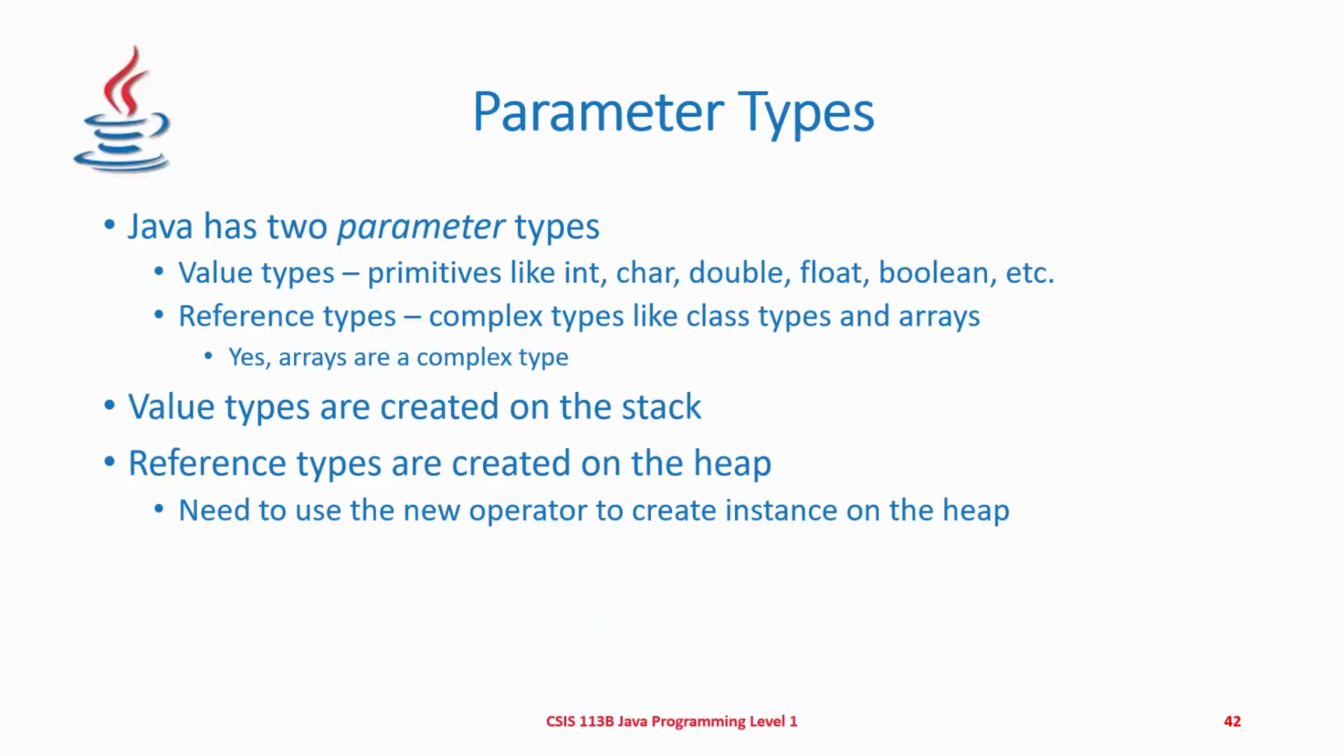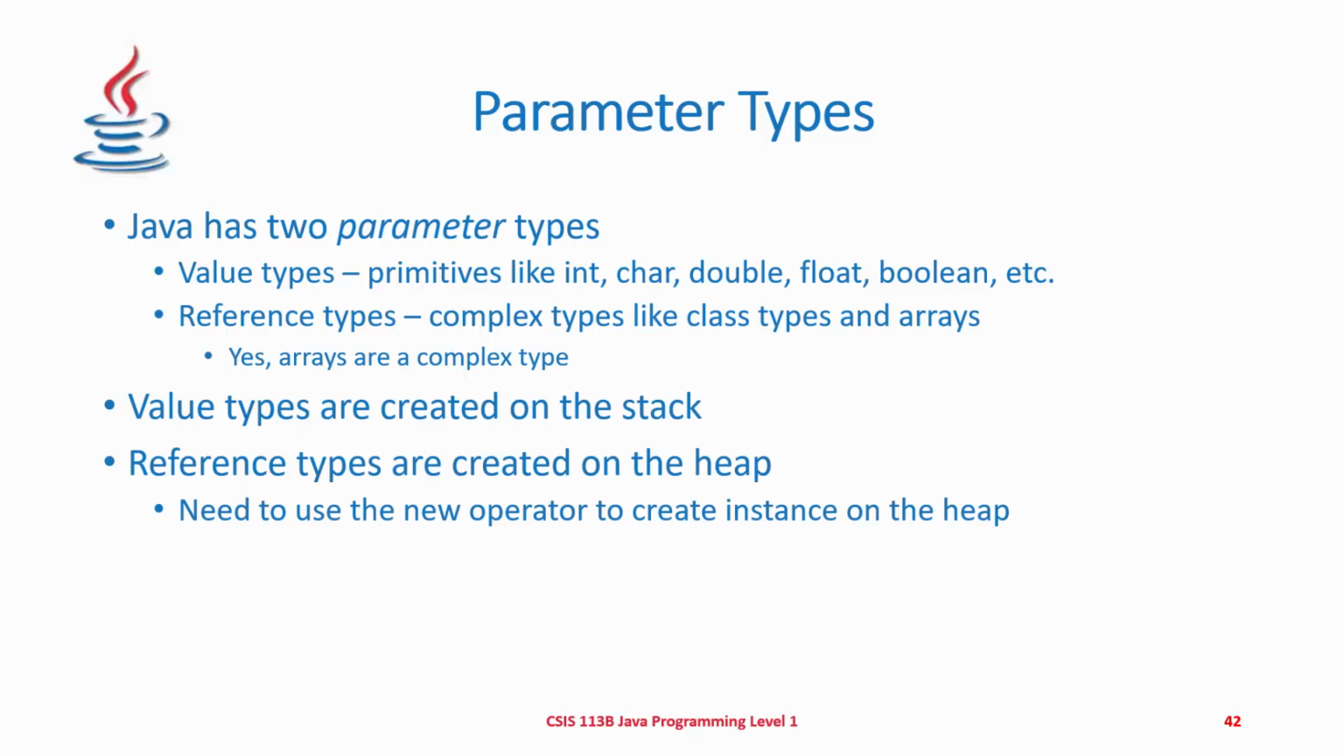Now, when we're talking about passing parameters to our methods, there's two types. You have your value types, which are the primitives like ints, chars, doubles, floats, booleans, etc. And then we also have reference types, which are complex types like classes and like arrays. So yes, an array is a complex type. Remember that the actual data for the array is always going to be stored on the heap, whereas with the primitives that we talked about in previous lectures, the value types there are always stored on the stack.